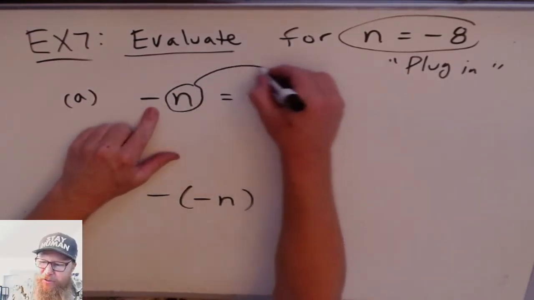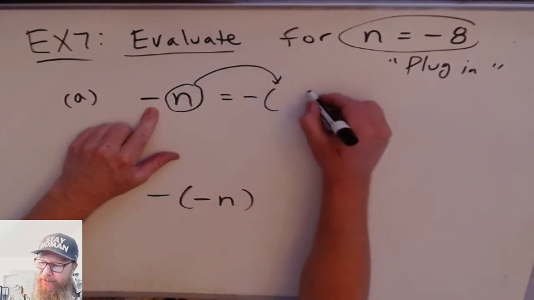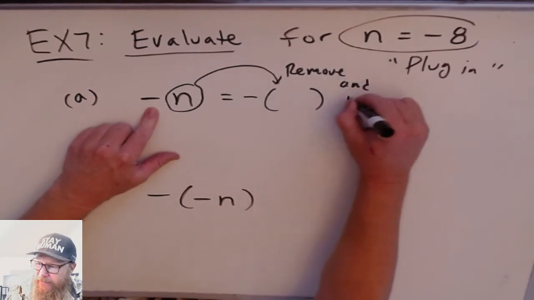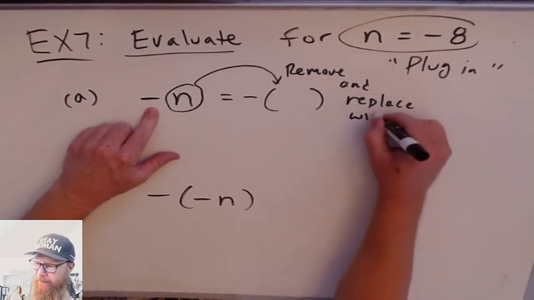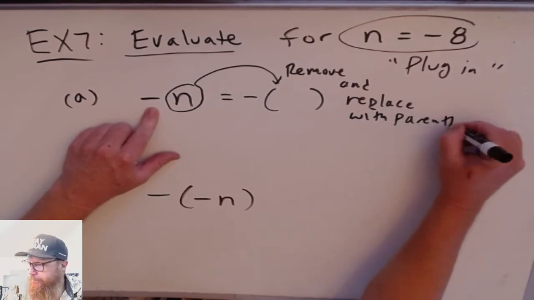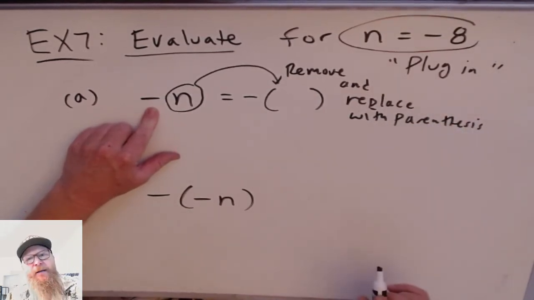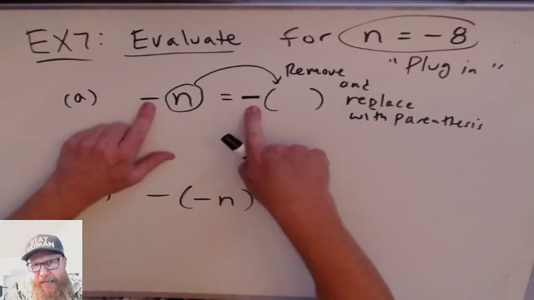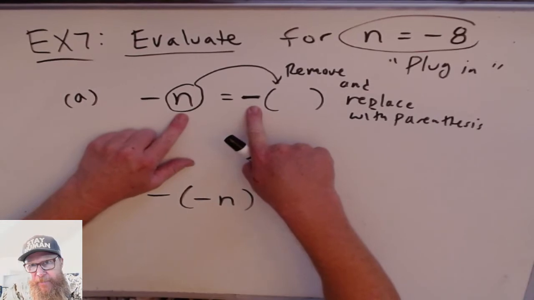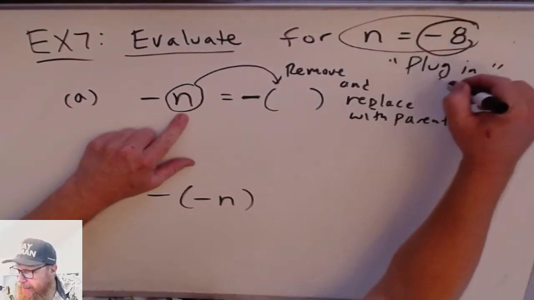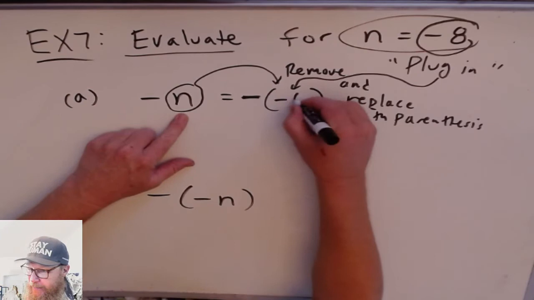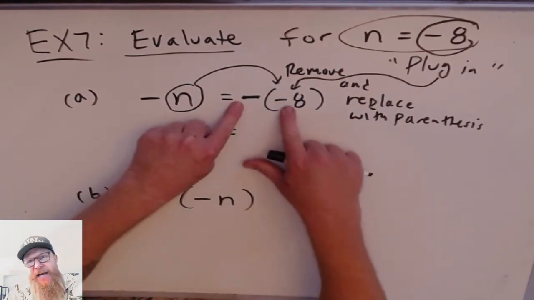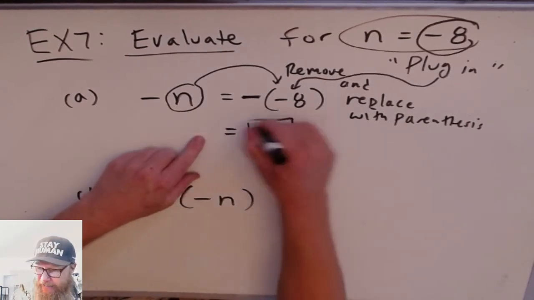I remove the variable and replace it with parentheses. Notice that I keep the negative sign here. Keep the negative sign here. Just remove the letter. And now plug in the negative 8 into the parentheses, and then do the math. The opposite of negative 8 is positive 8.